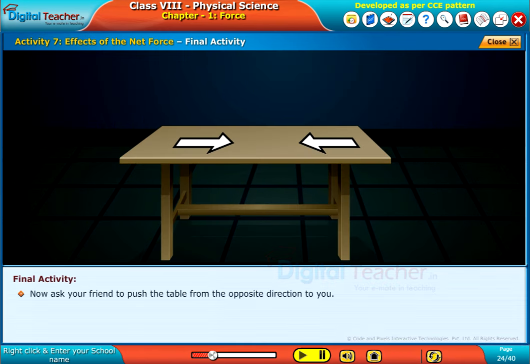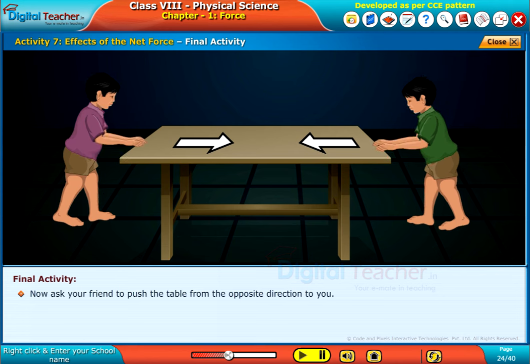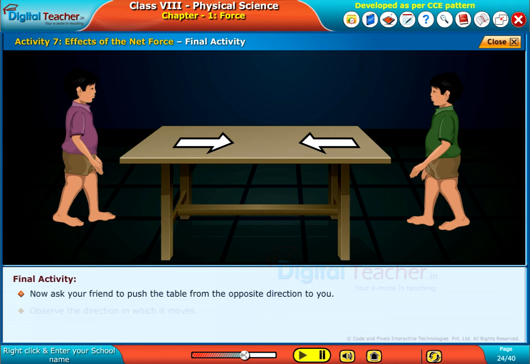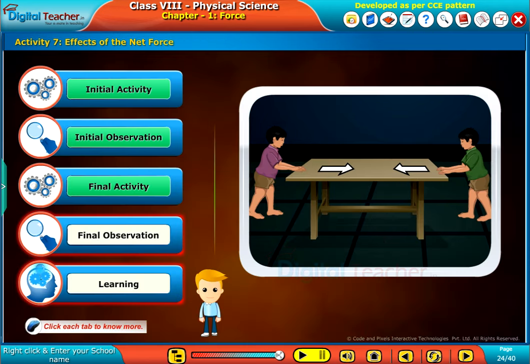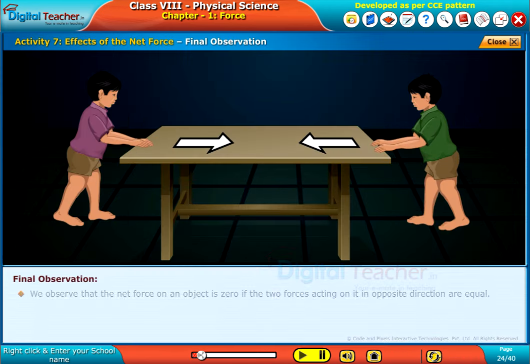Now, ask your friend to push the table from the opposite direction to you. Observe the direction in which it moves. We observe that the net force on an object is zero if the two forces acting on it in opposite direction are equal.